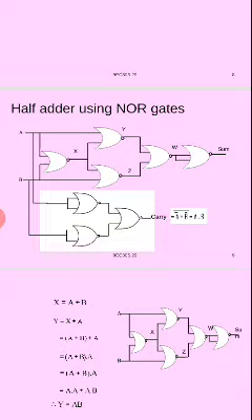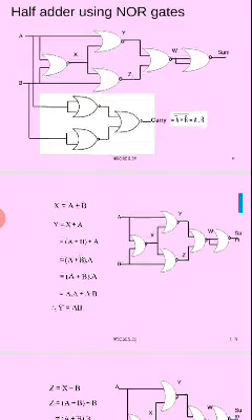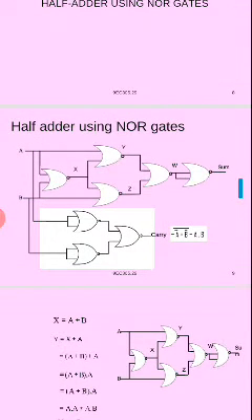We know NAND and NOR gates are called universal gates, because with the help of NOR gates and NAND gates, we can build any logic circuit. Here in our topic, we are realizing the half adder using NOR gates. The NOR gate is a universal gate. We can realize any circuit with the help of the NOR gate.